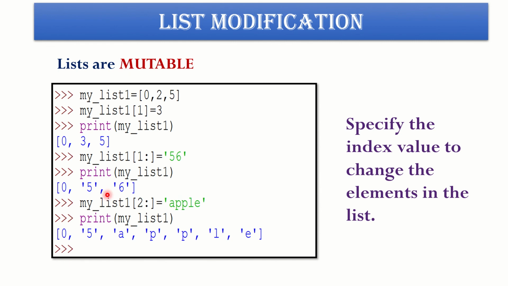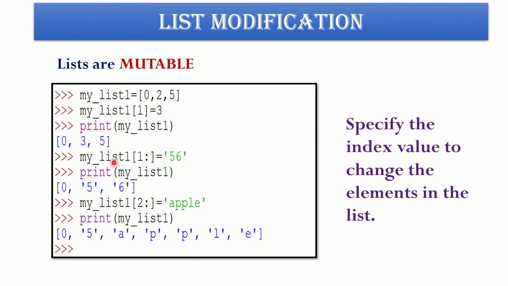Okay, so you already know that lists are mutable. So we can change the specific values at the index positions. So if I have a list here 0 to 5 and I want to change the value at index position 1, I can just say my_list1 of index value 1 is equal to 3. So now if I'm printing my list 1, you can see here the value at index position 1 has now changed. So it is very simple to change the values in a list.